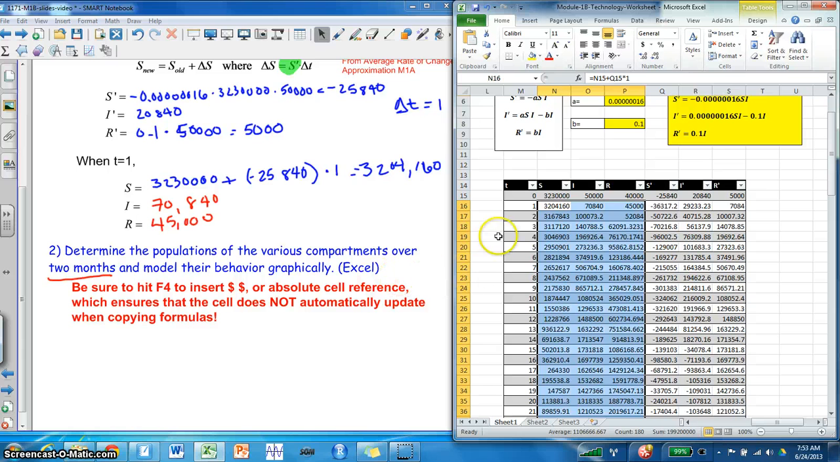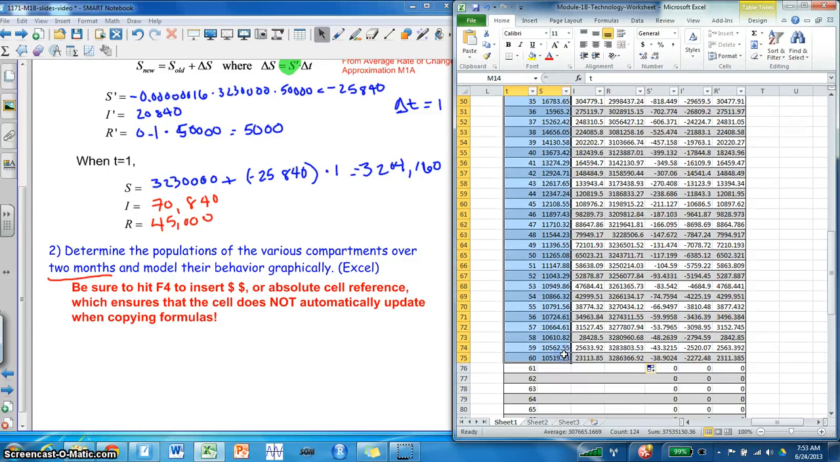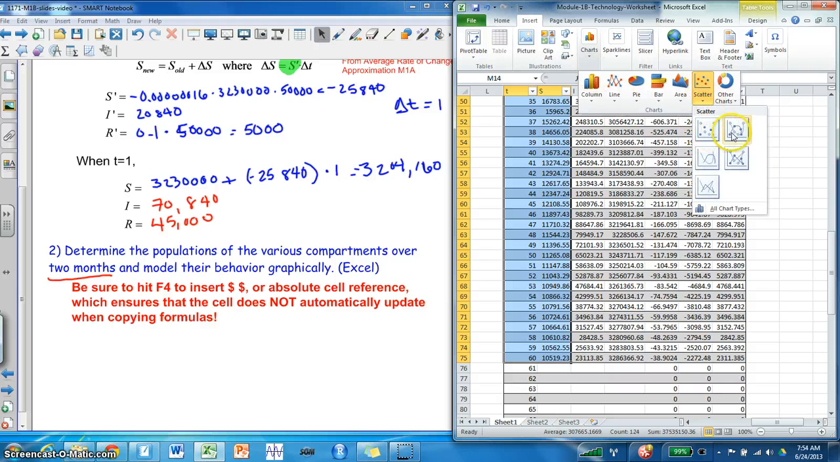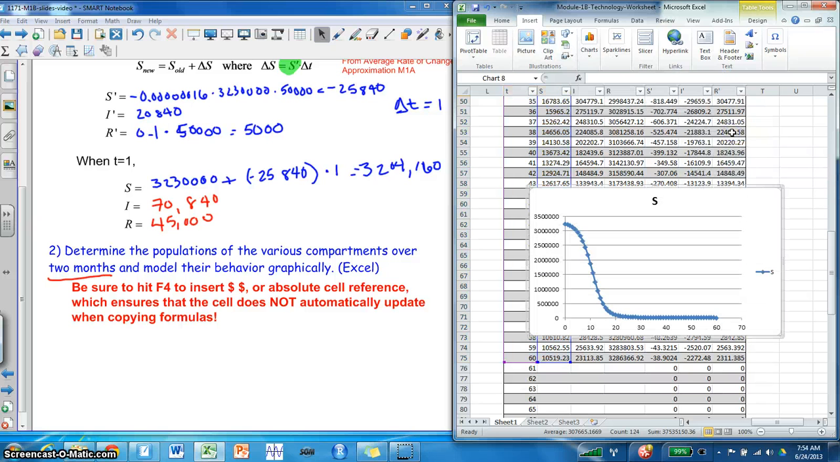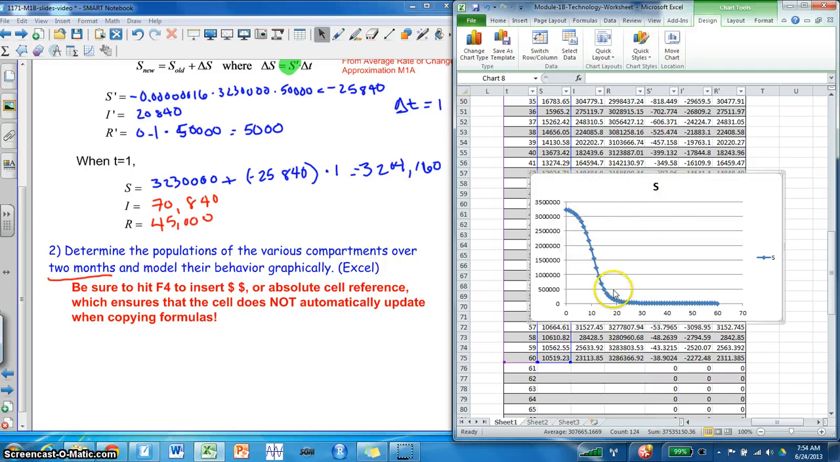Now if I want to look at the behavior of the S compartment over time, I can highlight the T column and the S column, go to Insert, and since my window is small, go to Charts. Go to Scatter, and I can do Scatter with smooth lines and markers, and that shows the behavior of the S compartment over time. I can do the same thing for the other ones too. Remember, back at the very beginning of this sequence of videos, that does look like what we want our susceptible population to do over time.